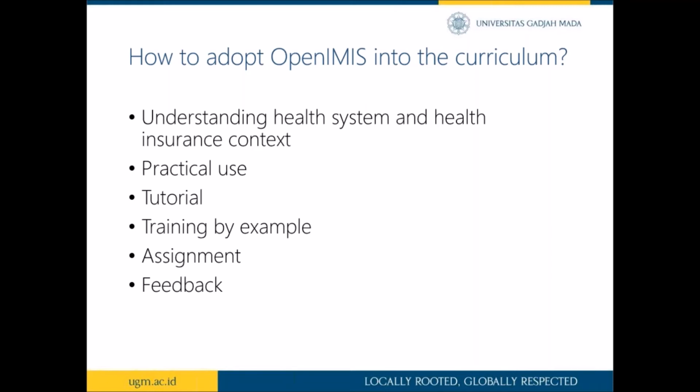So basically openIMIS has been implemented in Nepal, I think, and also Tanzania. Some cases already provided through the manual that has been produced by GIZ team and also probably in Nepal and Tanzania. So we would like first, before introducing openIMIS, to have some materials regarding what are the health system contexts in Nepal and Tanzania to make the students understand about the health insurance setting, and students could also analyze the difference between the context in those two countries with Indonesia.